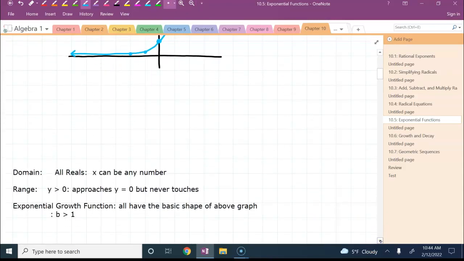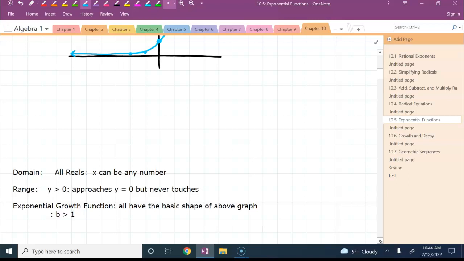Domain and range. Domain would be what are your x values. Are there any limits on the x values? So for these exponential graphs, like on my table, I could go up or down in my table for as long as I wanted to. So x is going to be able to have any real number. So I can do any negative number, any positive number, and put that into my table and get a value to come out.